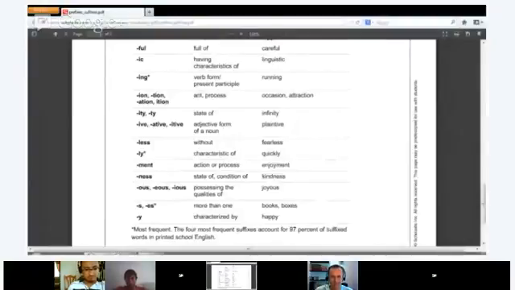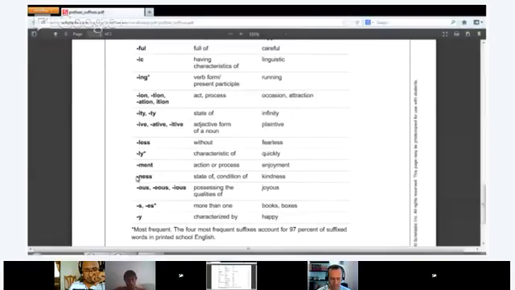All right, good to hear. Let me have you start where it says less, please. Less, without, fearless. Ly, characteristic of, quickly. Ment, action or process, enjoyment. Ness, state of, condition of, kindness. Good, just till there. Thank you. And let's go to Alejandro.